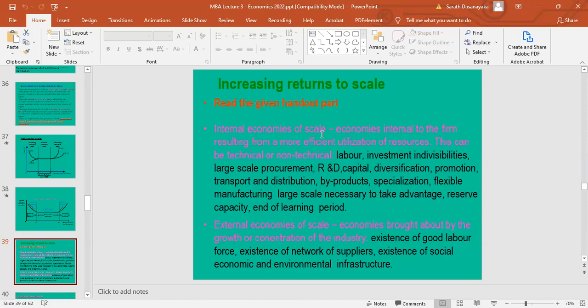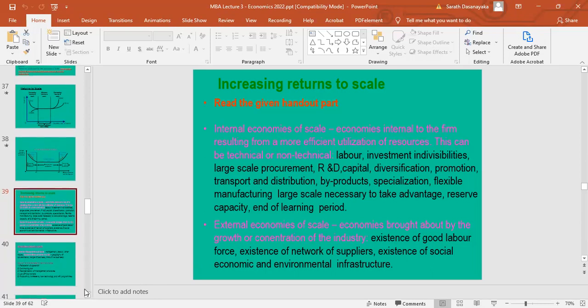Existence of the network of suppliers in that area, and the existence of the social, economic and environmental infrastructure, due to that, the cost is going down. That is why we talk about industrial cluster concepts, incubation concepts, and common facility provision. Due to that, external economies of scale: we call it external to the firm, but it is available in the regional economy, national economy. Due to that, cost is going down. India is a good example. In your textbooks, you have so many examples.